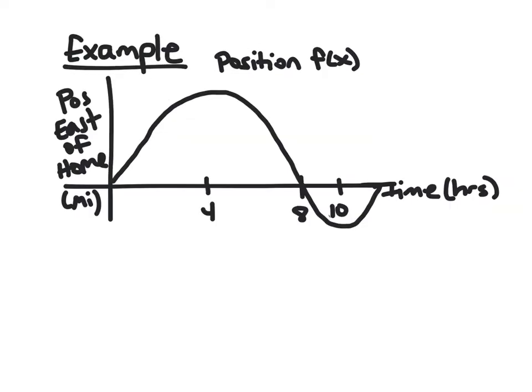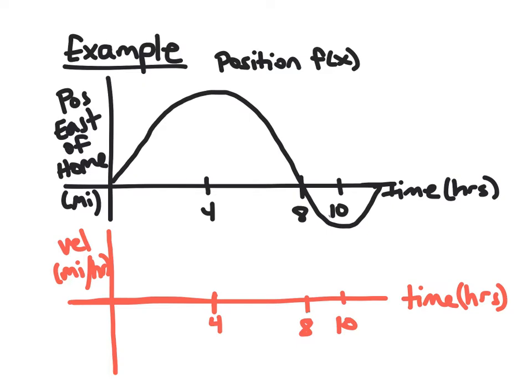All right, so let's do an example. Here we have a position function, so I'm keeping track of the position east of home. Let's just say we're going on a nice little drive, and our time is in hours. Our goal will be to get the velocity function, the graph of it, from this graph.